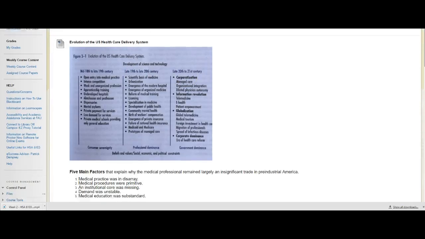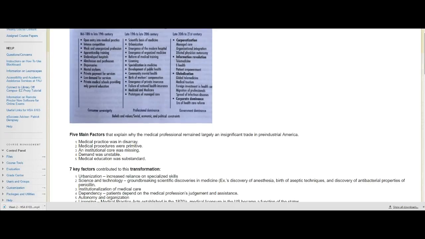Now, I also wanted to note the 5 main factors that explain why the medical profession remained largely an insignificant trade in pre-industrial America. And these 5 reasons were because the medical practice was in disarray, the procedures were primitive, the institutional core was missing, the demand was unstable, and medical education was substandard.